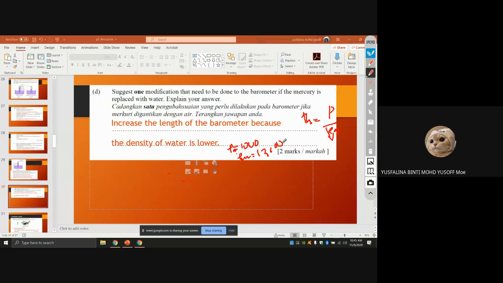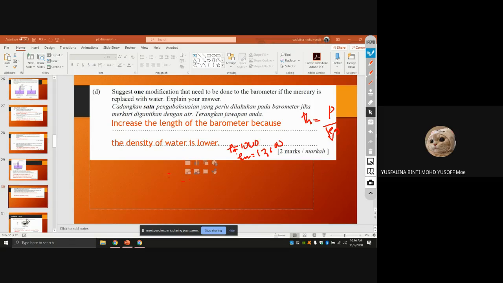If you change the barometer from mercury to water, the h will keep increasing, so you have to increase the length. That's why we have to increase the length, because the density of water is lower. This will increase the h, right? So this is the answer for D.